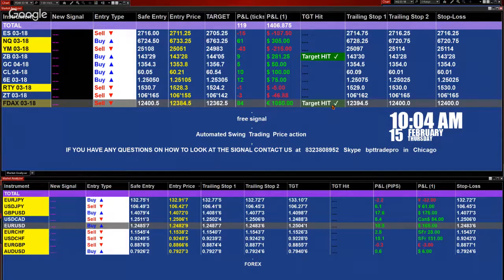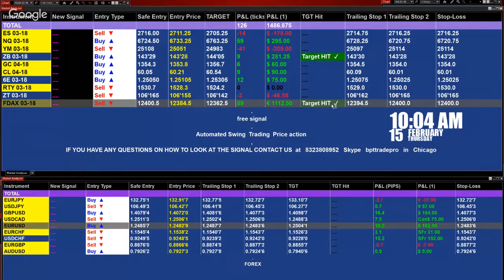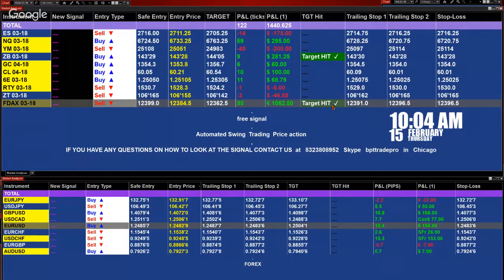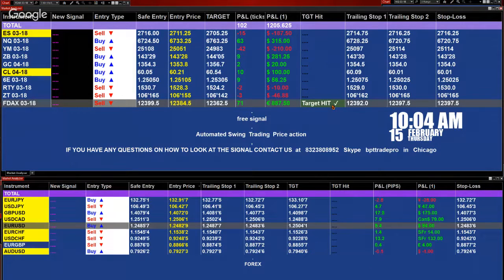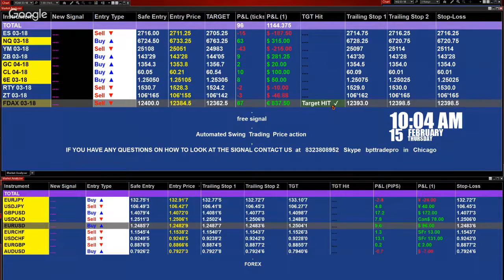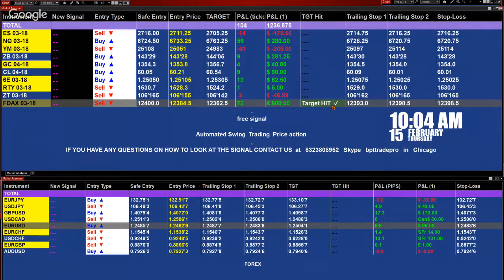If we notice now on the DAX, based on one contract, it hit 1,000 euro, hit target, and this is lovely. We have also the 30-year Treasury bond hit target, and it is very straightforward trading.